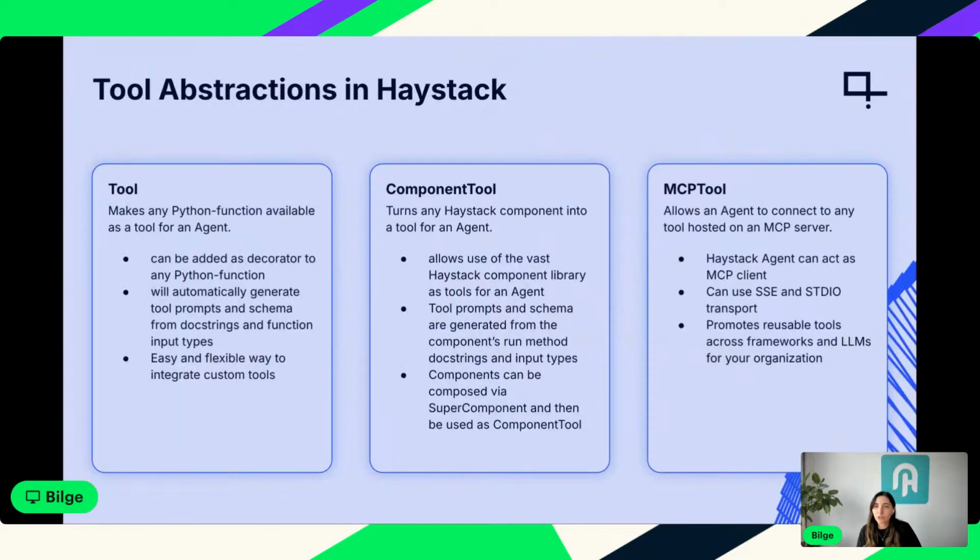Let's take a look at these tool abstractions. The simple thing that we have is Tool. Basically, if you have a Python function, maybe a function that is connecting to an external API, you can easily turn that into a tool. It's quite easy and flexible, and you don't need to know a lot about what's happening in that tool if you just want to use that abstraction.